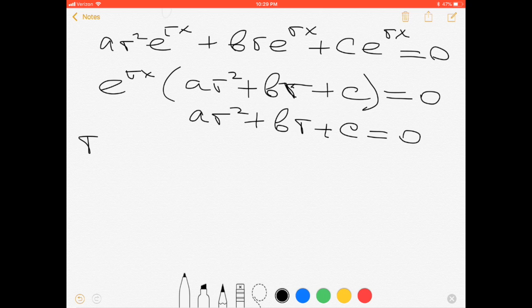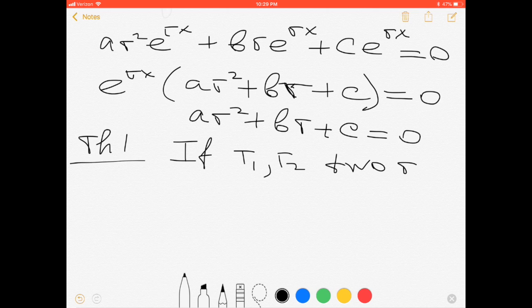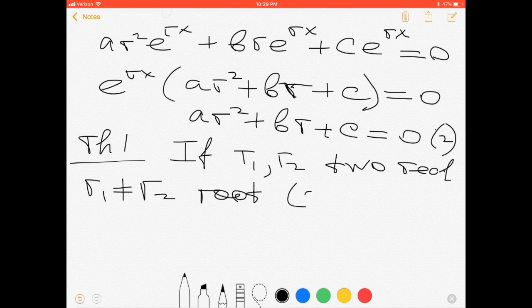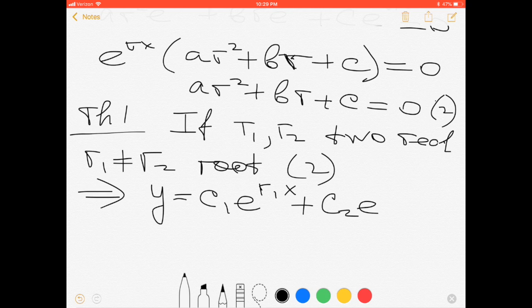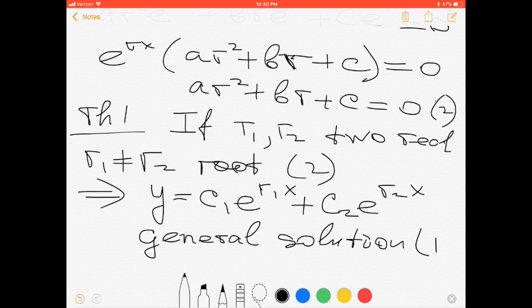And now we have a couple of theorems. I think it's 2 theorems now. The first one tells us: if r1 and r2 are two real and distinct roots of the characteristic equation, this one is called the characteristic equation, two real and distinct, this means r1 not equal to r2, roots of equation 2, then y equals c1 e to the power r1x plus c2 e to the power r2x is the general solution of our first equation.